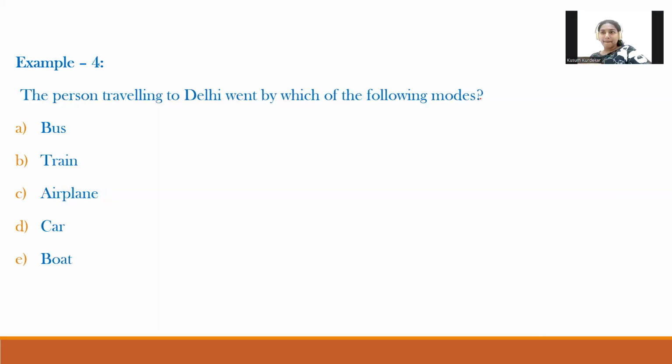Option B. Train. The person traveling to Delhi, option D was train. Yes, it is train. You're right. It's option B, train. Fine with all of you as well? Yes, ma'am.